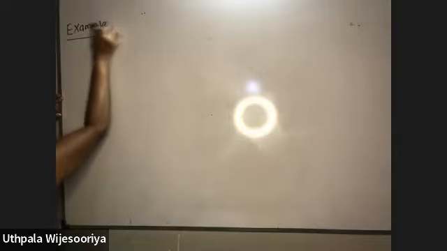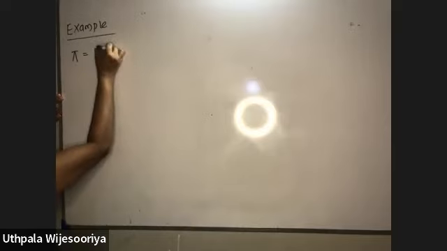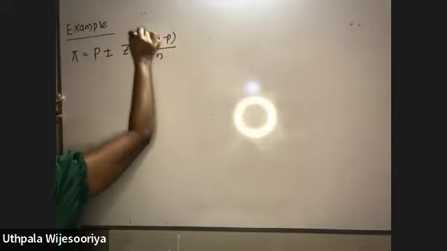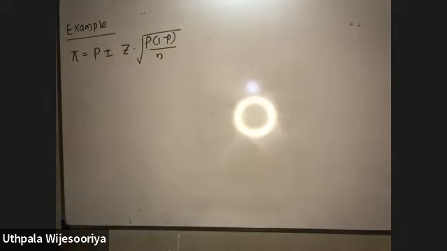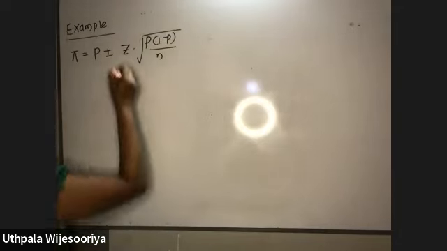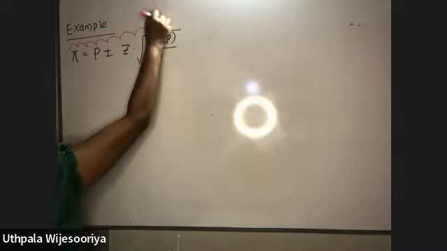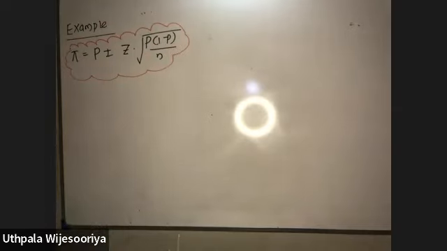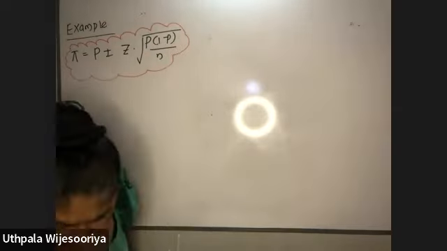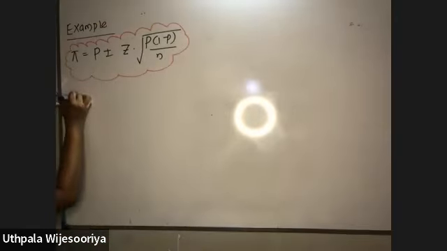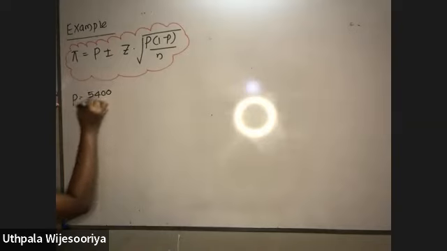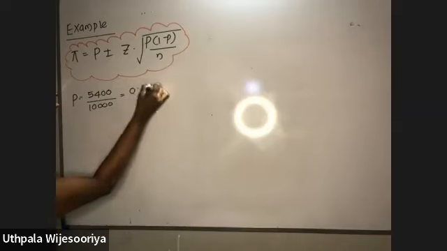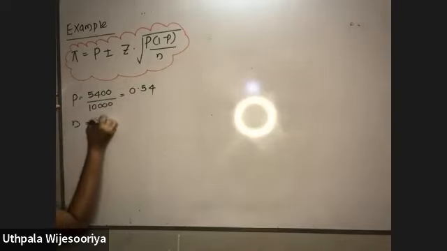Write your formula first. Pi is equal to P plus or minus Z times the square root of P into 1 minus P over N. You have all this data. So what about your P? Out of the sample of 10,000, 5,400 voted for candidate A. Divide by 10,000, that is 0.54. What is your N? N is equal to 10,000.